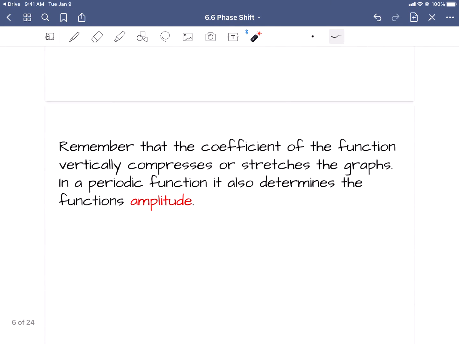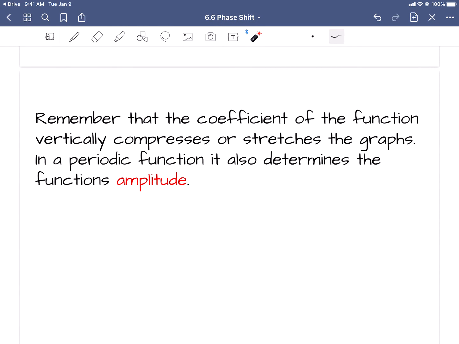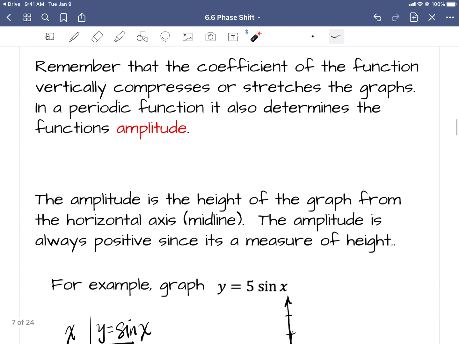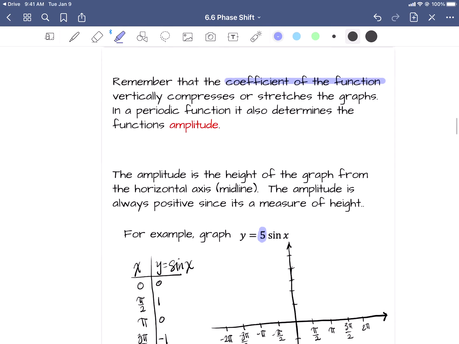All right, then the next one is amplitude. So remember that the coefficient of a function vertically compresses it. So let me highlight it here. Coefficient of the function is going to vertically compress it or stretch it. Coefficient of x was what we just saw. That's going to horizontally stretch it or compress it. So this guy's determining the amplitude.